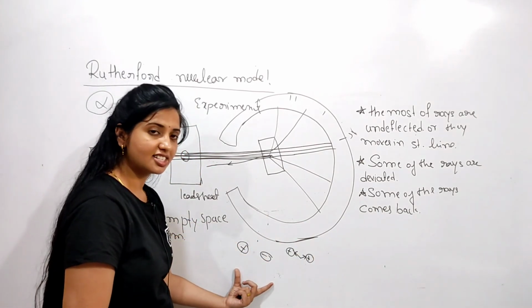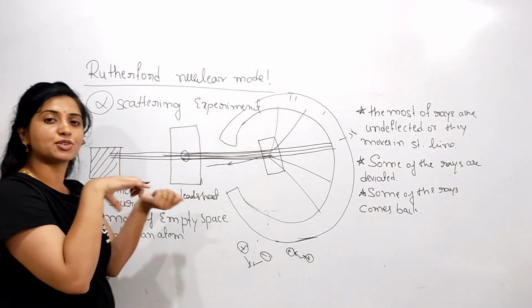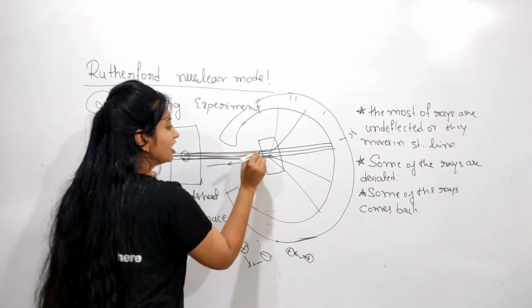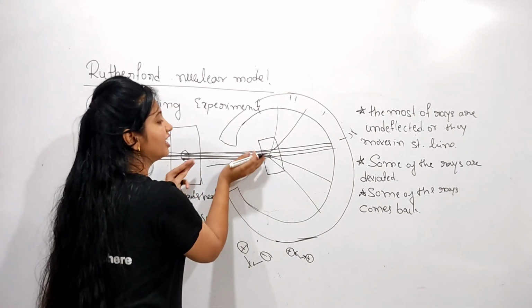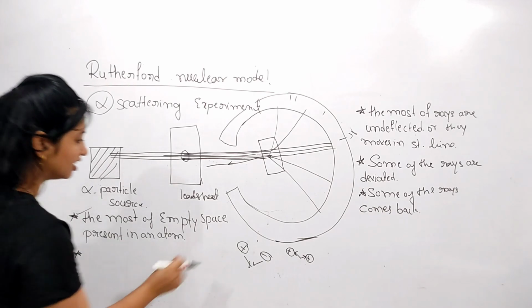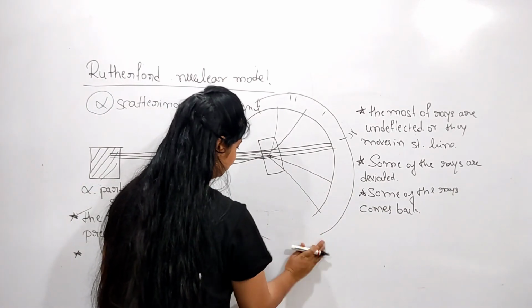The opposite charges are attracted to each other. The alpha particles are positive in nature. When they go near that concentrated mass, they get repulsed. So see here, I will explain with a diagram.